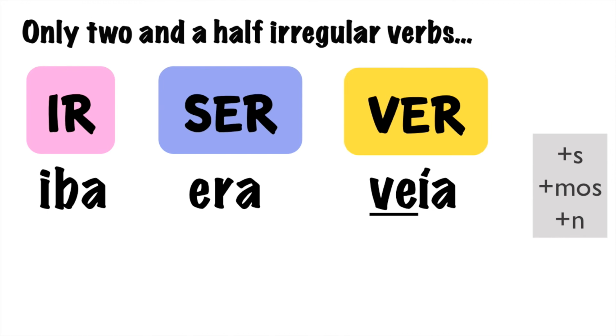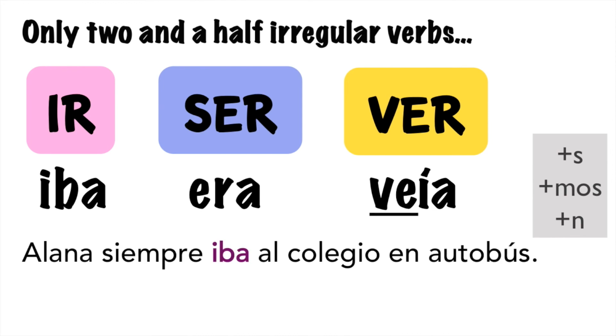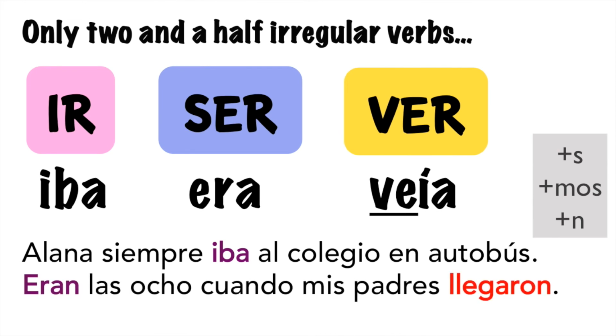Let's look at some examples. Alana siempre iba al colegio en autobús. Here, we're implying a repeated action in the past with siempre, so she always used to go to school by bus. Eran las 8 cuando mis padres llegaron. It was 8 o'clock when my parents arrived. Again, we've got two past tense verbs, but the first one, it was 8 o'clock, sets the scene.